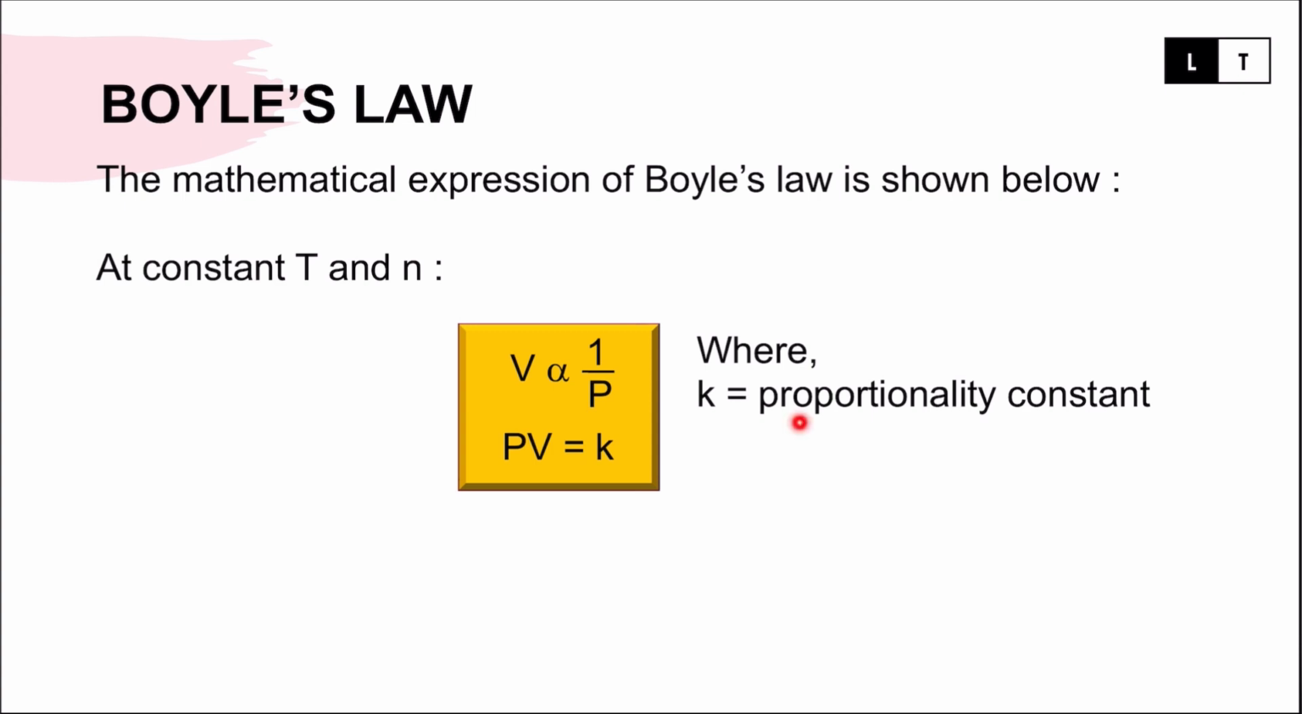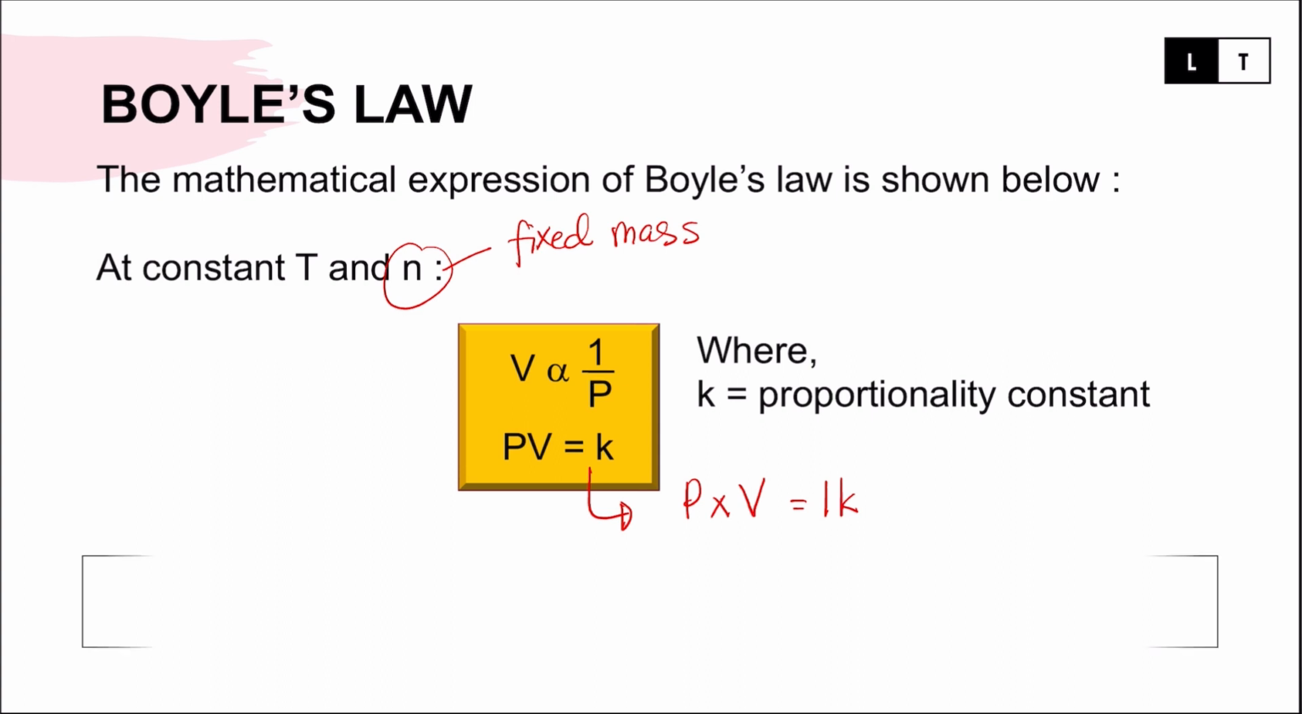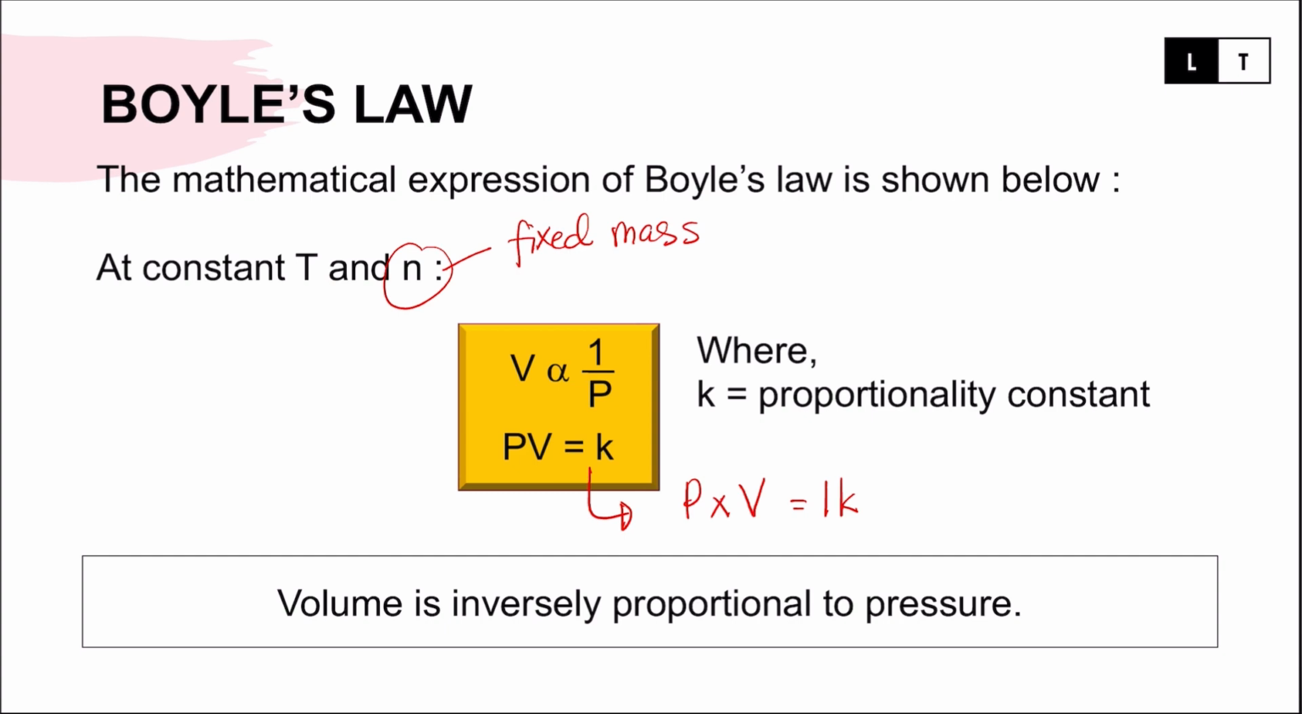k is proportionality constant, di mana syarat untuk Boyle's law, you should know that it must be at constant temperature and fixed mass. Maknanya fixed mass ni adalah merujuk kepada same number of moles for specific gases. Dan dalam kes ini, kita boleh relate juga the formula that you got here, P times V equals to k. So k is proportionality constant. So from here, you should know volume is inversely proportional to the pressure.